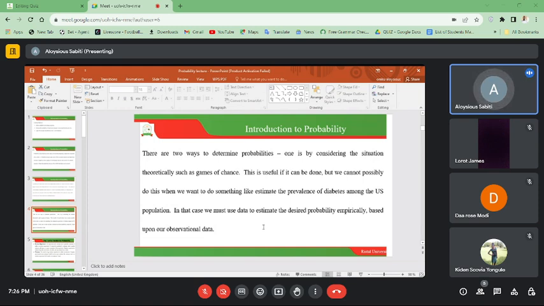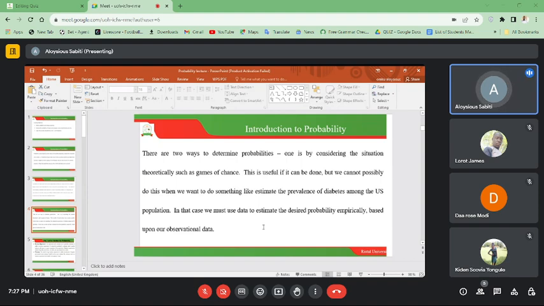In the first method, using theory, for example, in a football game, there will be a win, a loss, or a draw. Theoretically, this is a game of chance, so you can just use a theoretical decision and say this is going to be a win. What many people call gambling is also an application of probability.